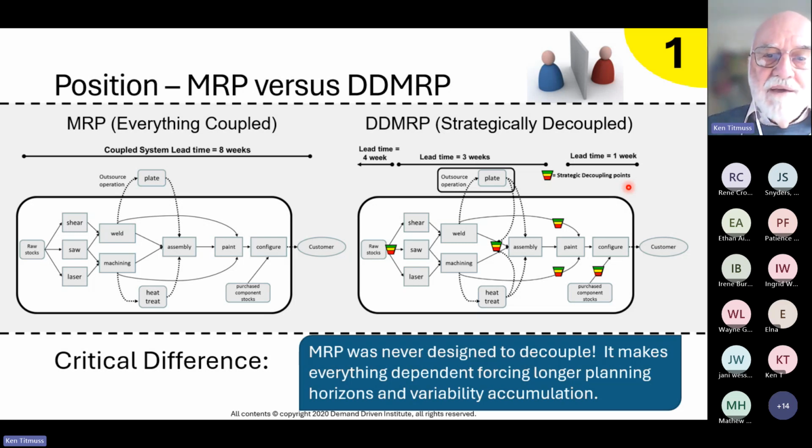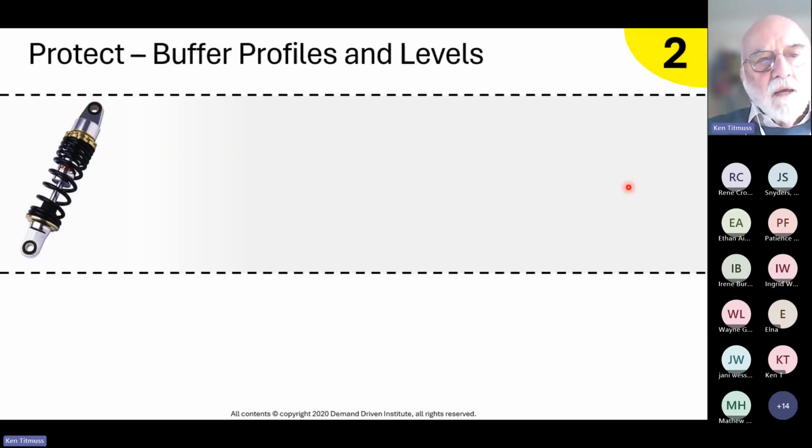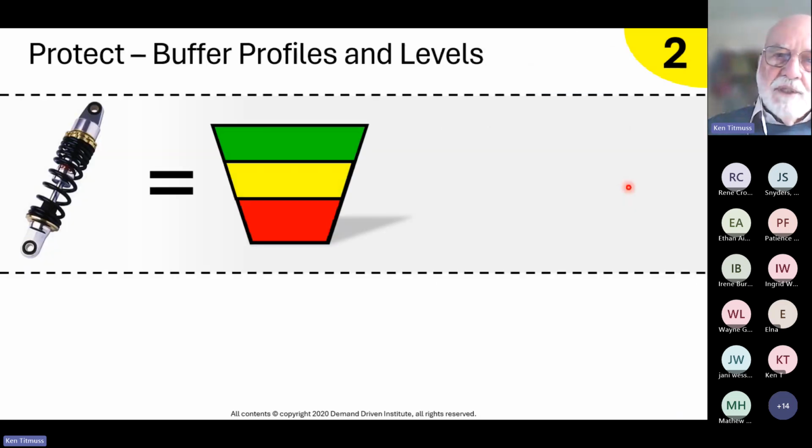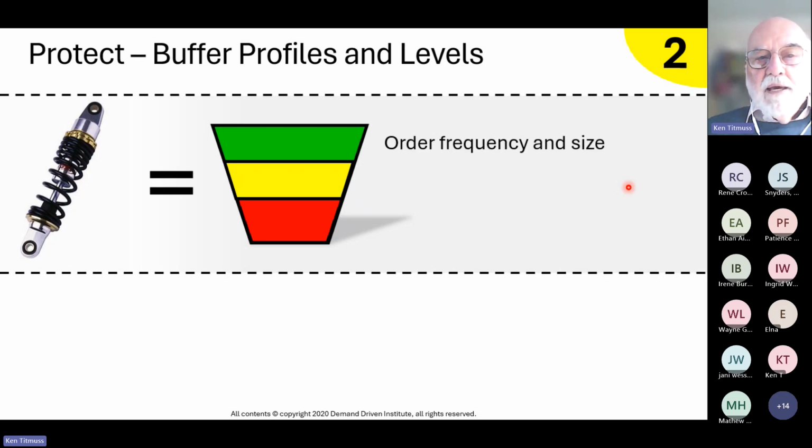So MRP was never designed to decouple. It makes everything dependent, forcing these long planning horizons. And so we get this variability accumulation. Right, so now we've decided where to put the inventory. We now need to put a buffer in place there. And we've had buffers in the past with theory of constraints, but typically what we've done with those is we make them a third each as far as the 3 zones are concerned.